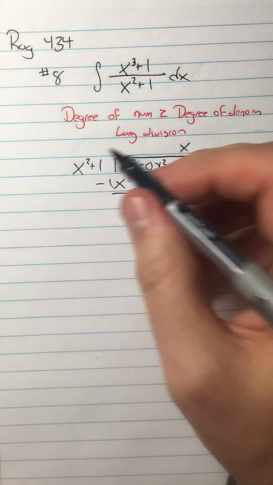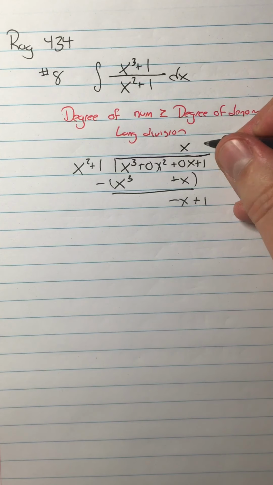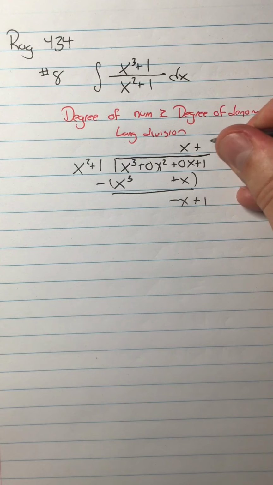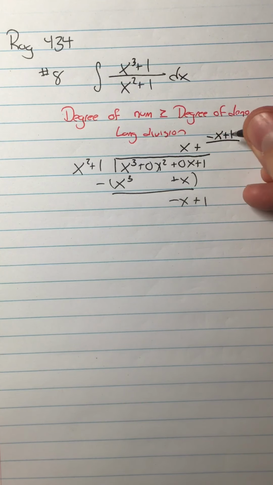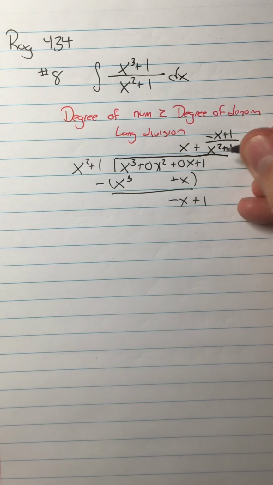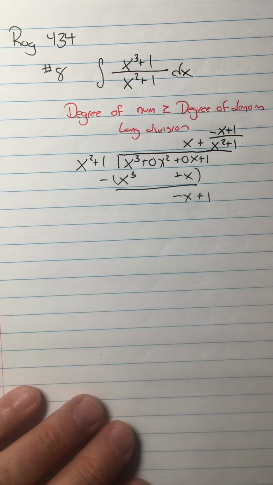So then the negative x plus 1 goes over the x squared plus 1. I can't just put minus x plus 1 because then the 1 will be negative, so I have to put plus negative x plus 1. Or I thought about writing 1 minus x, but let's at least keep it in descending order. So that's our division. So hopefully you got that.